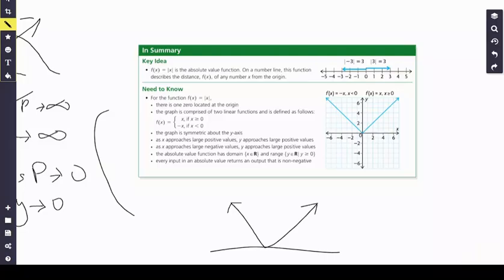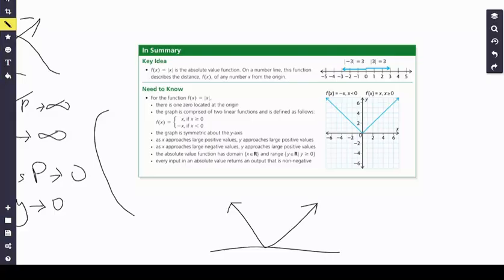The graph is symmetric about the y-axis, and as x approaches large positive values, y also approaches large positive values. As x approaches large negative values, y still approaches large positive values. And the absolute value function has a domain of all real x and a range of y greater than or equal to 0. Every input in an absolute value function returns an output that is always non-negative.